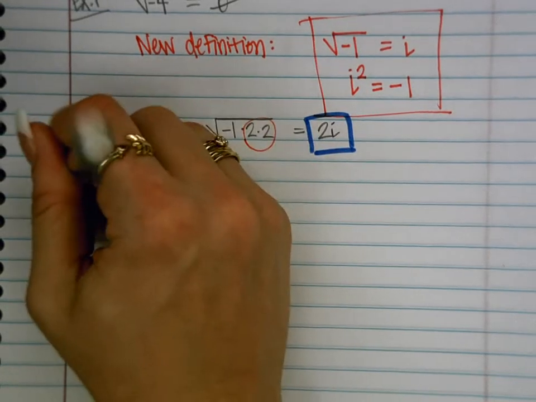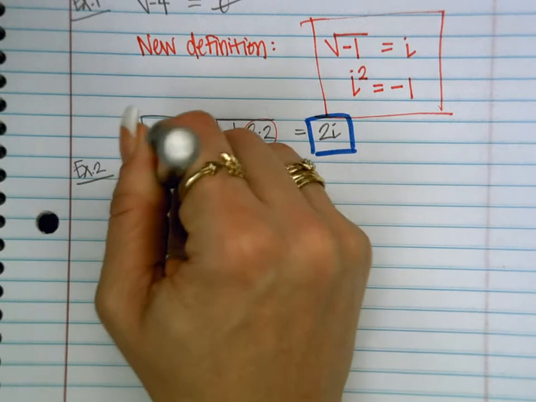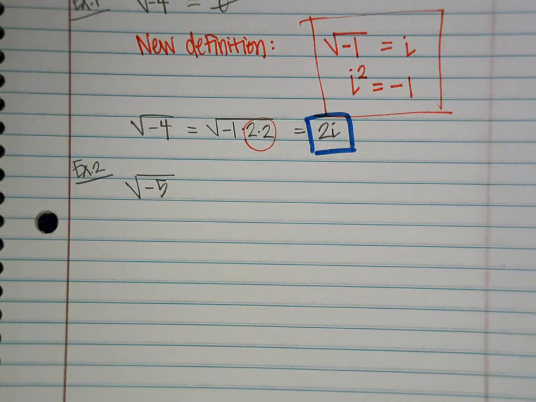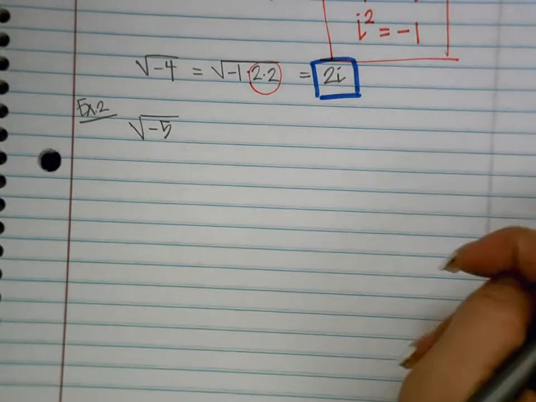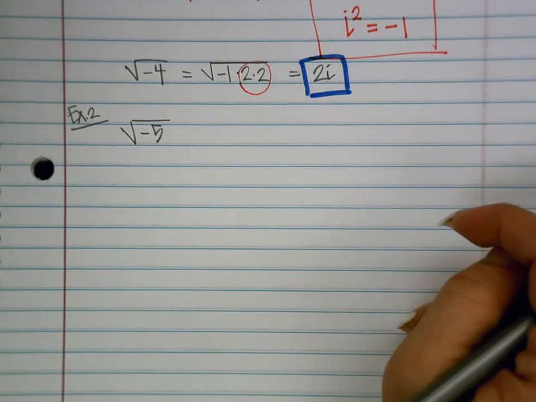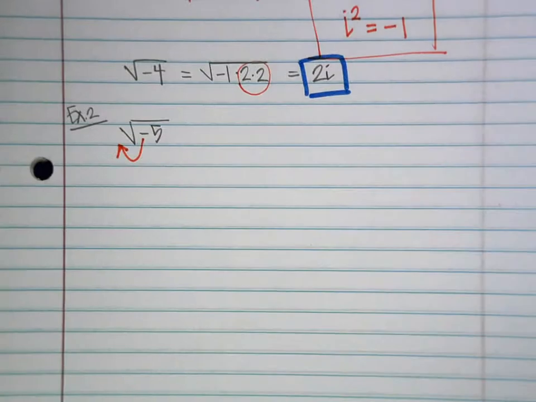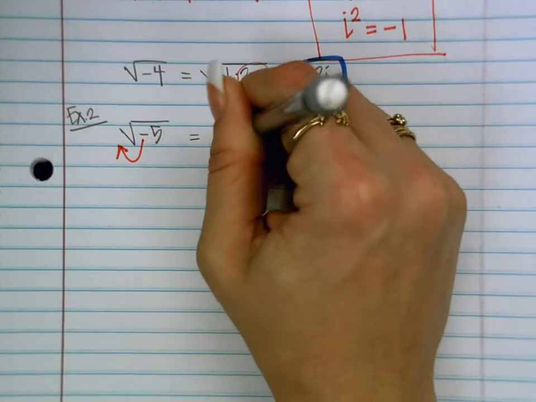For number 2, I'd like you to simplify the square root of negative 5. Can you take out any pairs? No. So the 5 stays underneath. However, this negative does move outside and it becomes an i. So this would become i root 5.